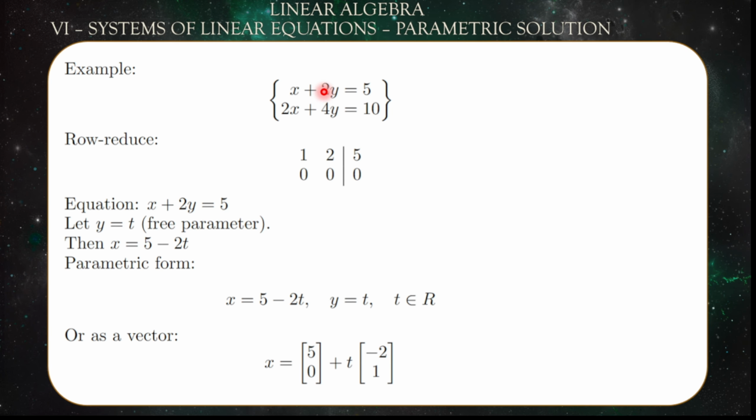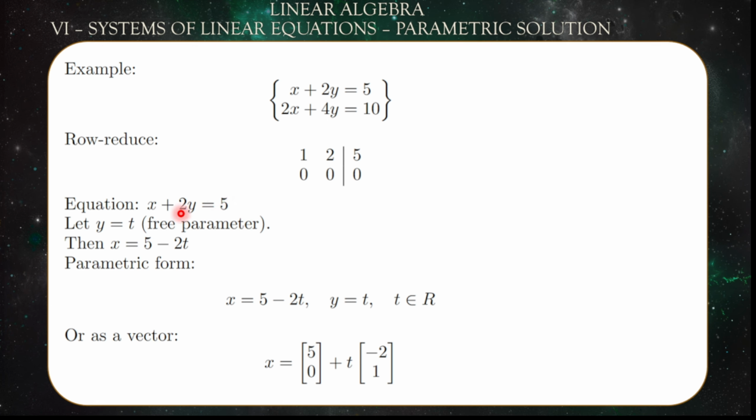Example, and let us assume that we cannot resolve this system, but the fact is it is resolvable without the usage of parameters. Why? Because the number of variables is equal to the number of equations. But let us suggest that we need to parameterize one of the variables. So we have x plus 2y is equal to 5, 2x plus 4y is equal to 10. Let's at first start with attempting to row reduce. You have 1, 2, 5, 0, 0, 0. Yeah, you can resolve it using that method.